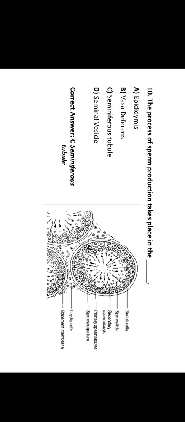Look at this figure. Here is the cross section or transverse section of a seminiferous tubule, and you can easily find that the wall of this seminiferous tubule is made by germinal epithelial cells, in which Sertoli cells are also present, which help in the maturation of sperm. So this is the structure of the seminiferous tubule. Next question.